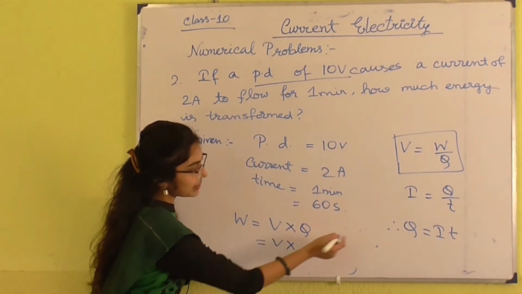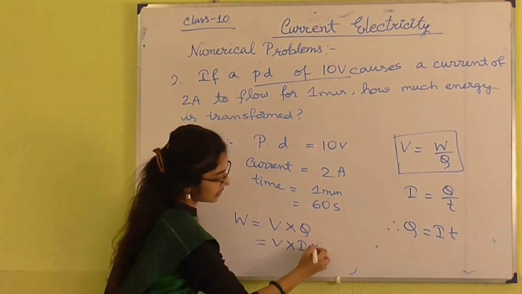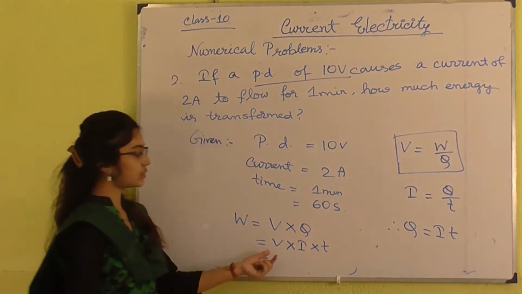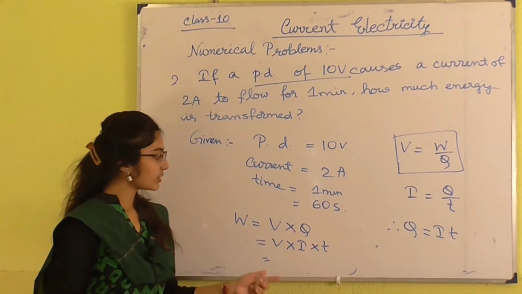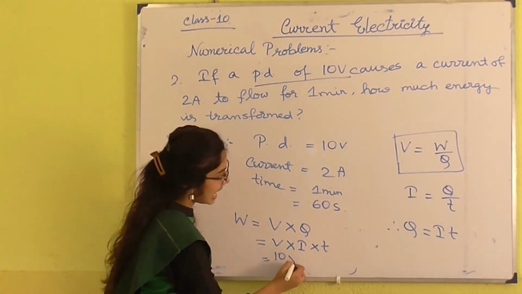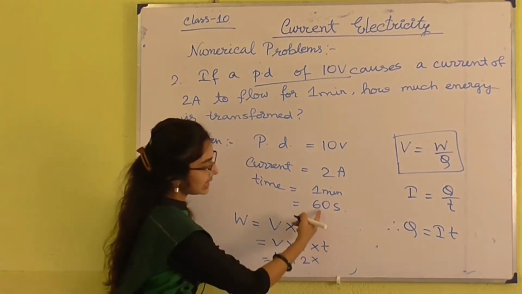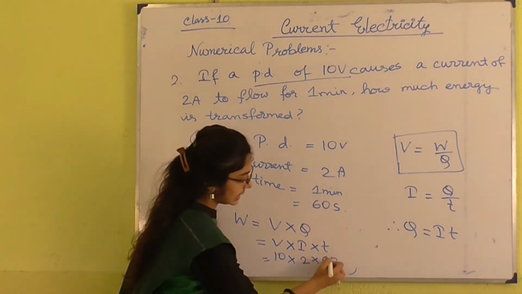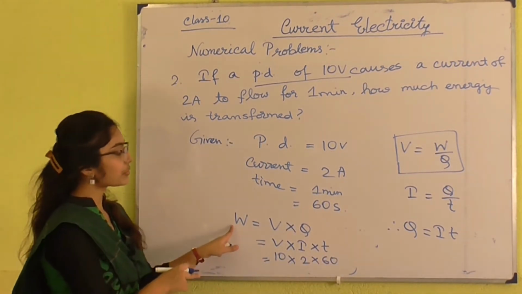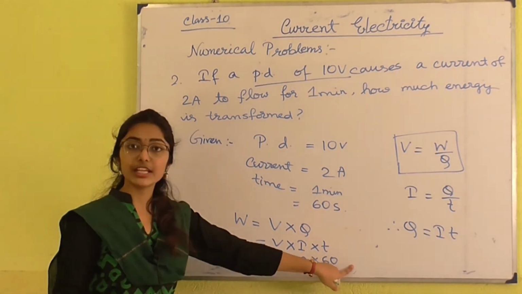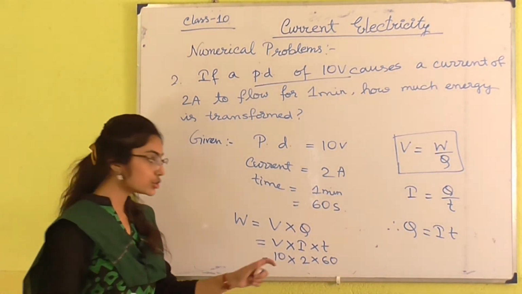So V is equal to, replacing this value here, W equals V into I into T. V is given 10 volt, I is given 2 ampere, T in seconds is 60. So the amount of energy, you have to mention the unit here, the SI unit. The SI unit of energy is joule.